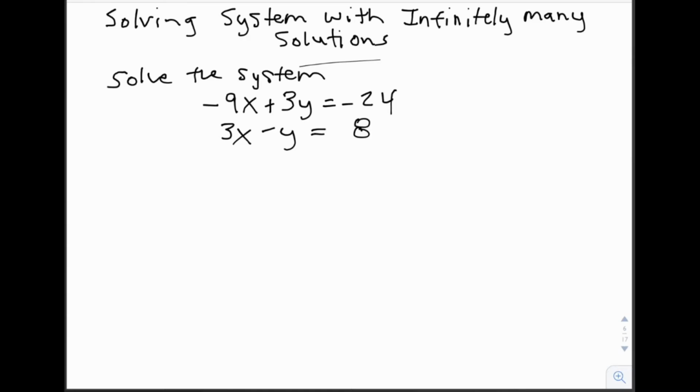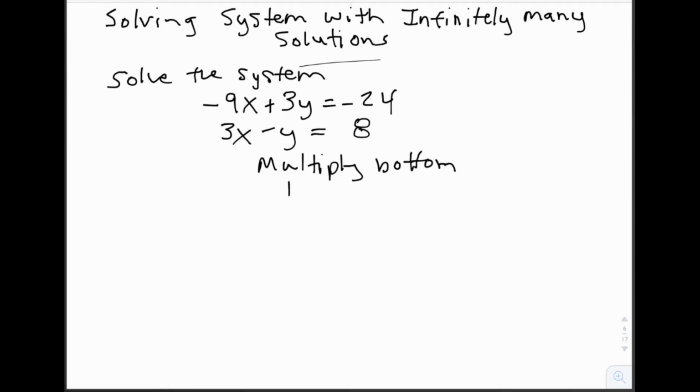The next topic we will be looking at is solving a system with infinitely many solutions. So it asks us to solve the system of negative 9x plus 3y equal to negative 24, as well as 3x minus y equal to a positive 8. We could use substitution or elimination, but this one looks like it would be nice for elimination, as all we have to do is multiply, in this case, the bottom by 3.